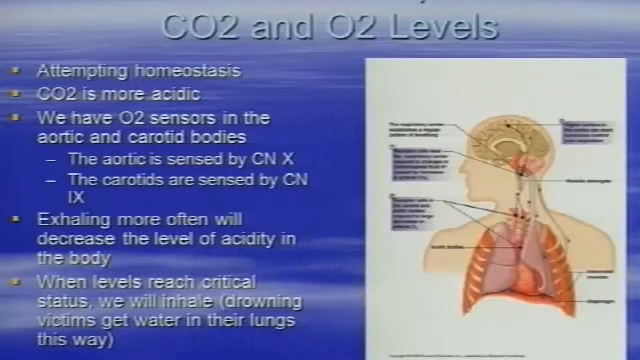So carotids are sensed by cranial nerve 9. Exhaling more often will decrease the level of acidity in the body. There are different theories about how acidity is bad and you should breathe more to get rid of it, but your body is going to buffer you right back to 7.35 to 7.45. Maybe I don't know enough about that. When levels reach critical status, we will inhale. This is why drowning victims have water in their lungs.